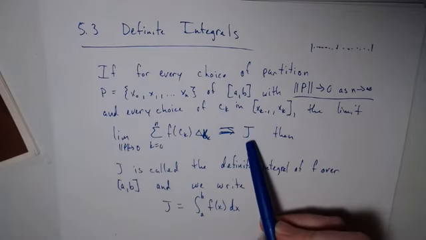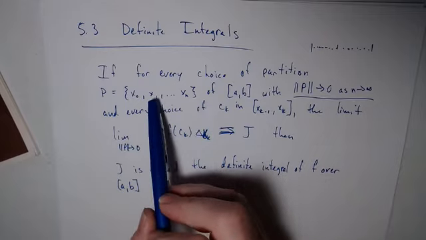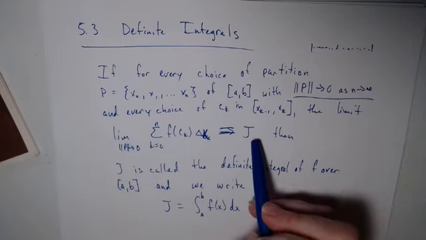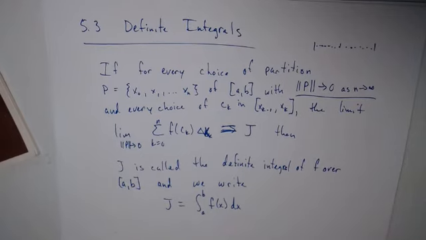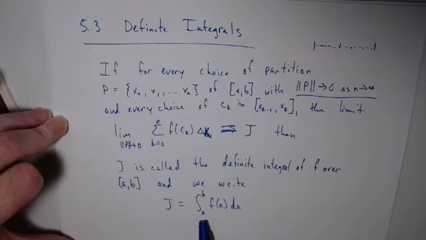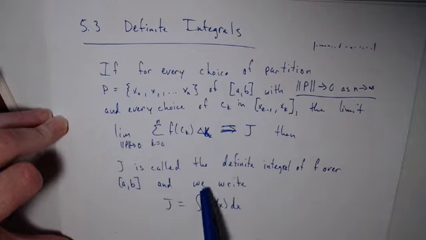So this j needs to be the same no matter if I decide, no, I don't want x2 to be that, I want x2 to be something else. It still needs to have this limit. If so, then that number is the definite integral of f over ab. And instead of writing this Riemann sum notation every time, we can use this notation. So this is the integral from a to b of f of x dx. That's how we read that, the integral from a to b of f of x dx.